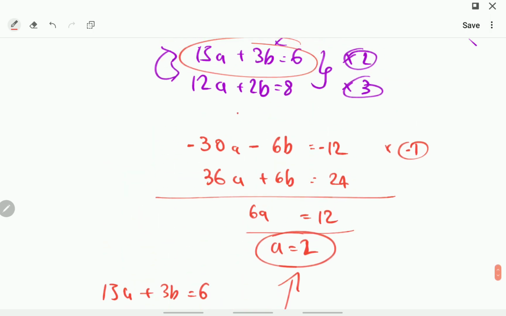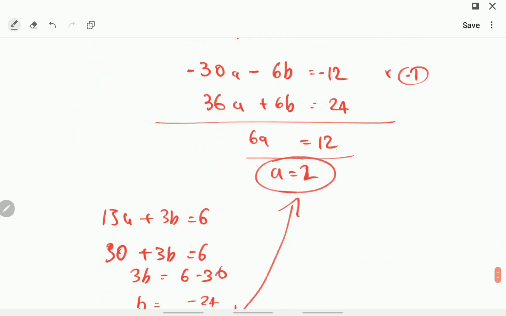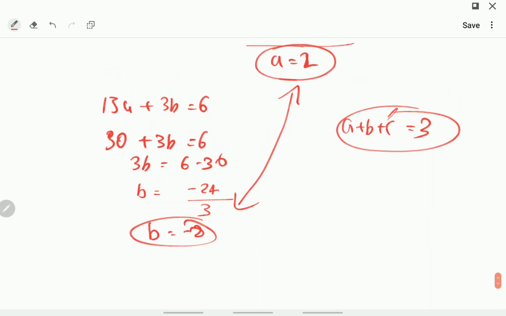And now that we know this, let's go back to the very start. Let's take this one, a plus b plus c is equal to 3. That was one of our original equations. With this, we need to find c so we can actually write down this entire equation. So we know that a is equal to 2, b is equal to minus 8.